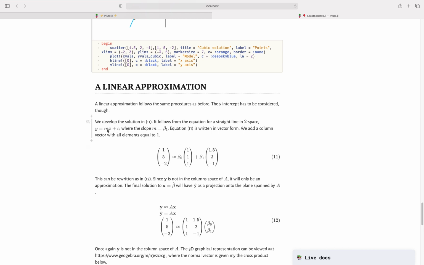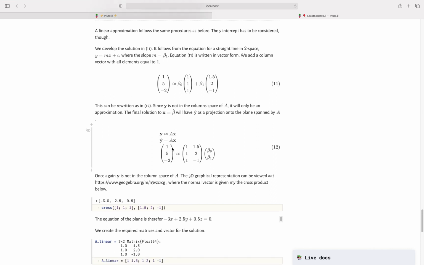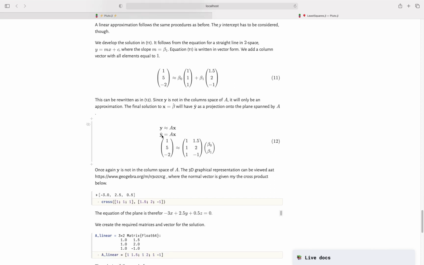So that is this equation, y equals mx plus c, for each of those three points. So setting up this column of 1s makes complete sense. And this is just a shorthand notation of what's happening here. I'm just using slightly different notation just to show you that it exists.